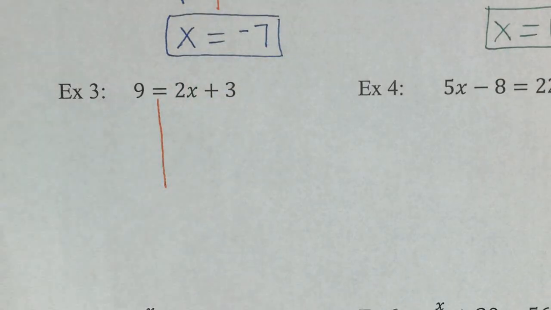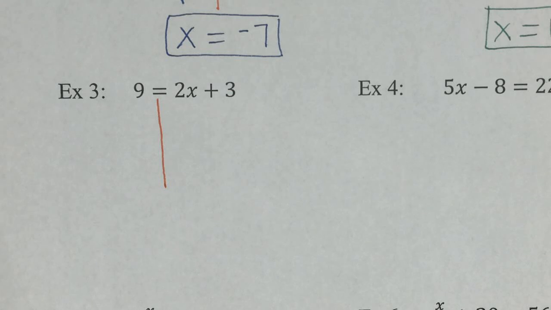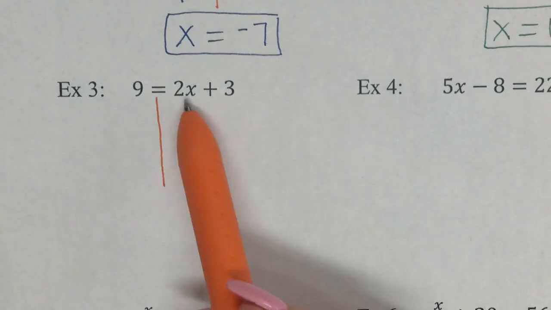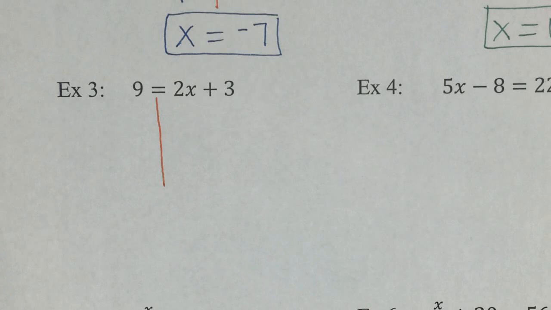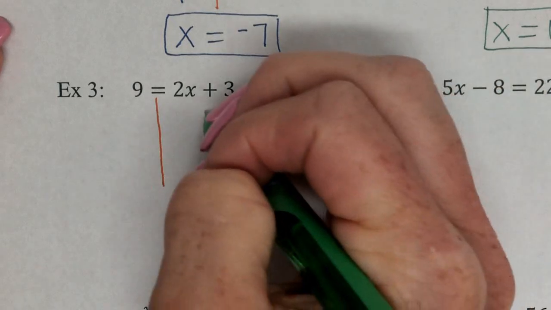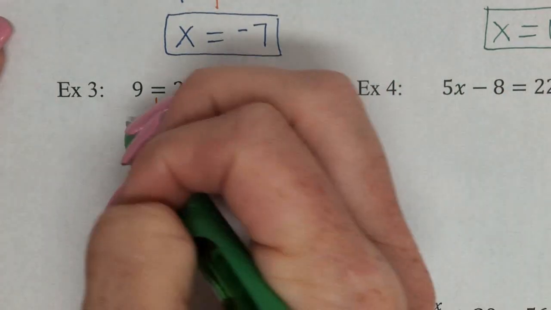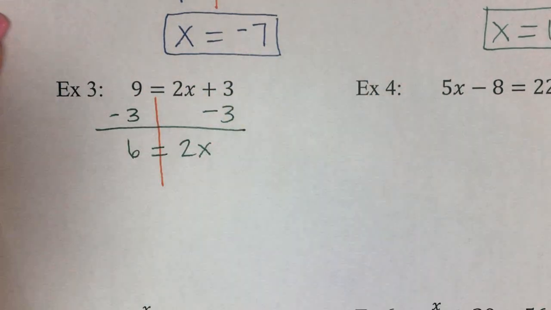What's different about this example? It's flipped. Doesn't matter. No. What is our goal to solve an equation? What's our goal? To get the x by itself. Here's the x. So what do I need to get rid of? The 3 and the 2. Which one do I get rid of first? The 3. How am I going to get rid of a plus 3? Minus 3. Whatever I do to the right, I have to do to the left. So I have 9 minus 3, which is 6, equals 2x.